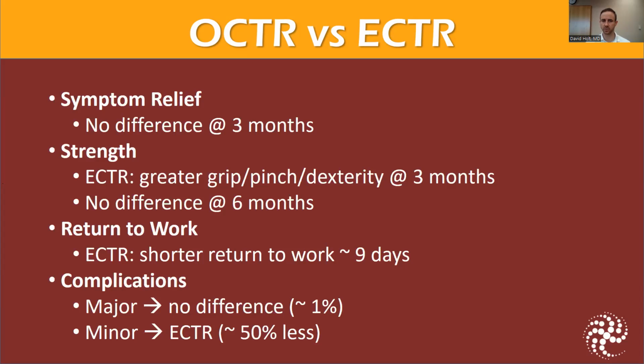There have been some studies that show with endoscopic carpal tunnel release, in the early period, at 6 weeks and 3 months, people have a little bit better strength, a little better grip strength and pinch strength, and a little better use of their hand at 3 months. Like the symptom relief, likely by 6 months there's little to no difference, and you couldn't tell one side from the other. Related to that strength, with endoscopic carpal tunnel release, studies have shown on average a quicker return to work of about 9 days, which can be significant for many patients.